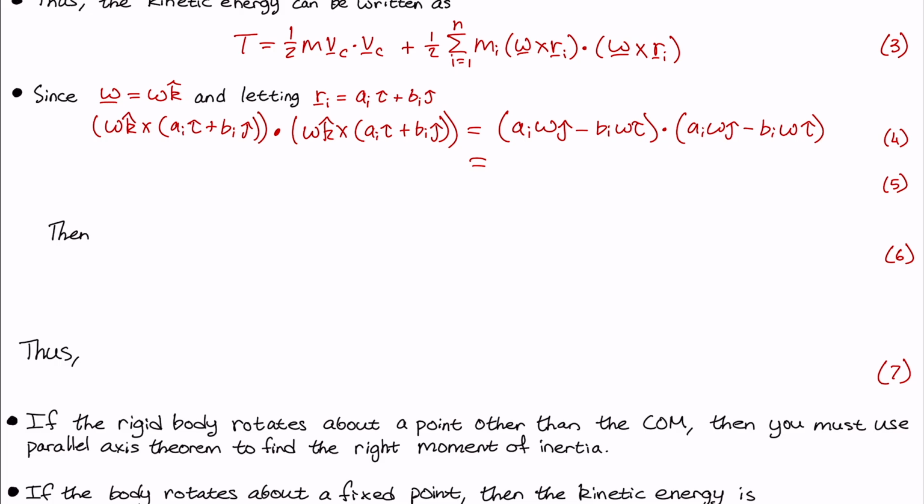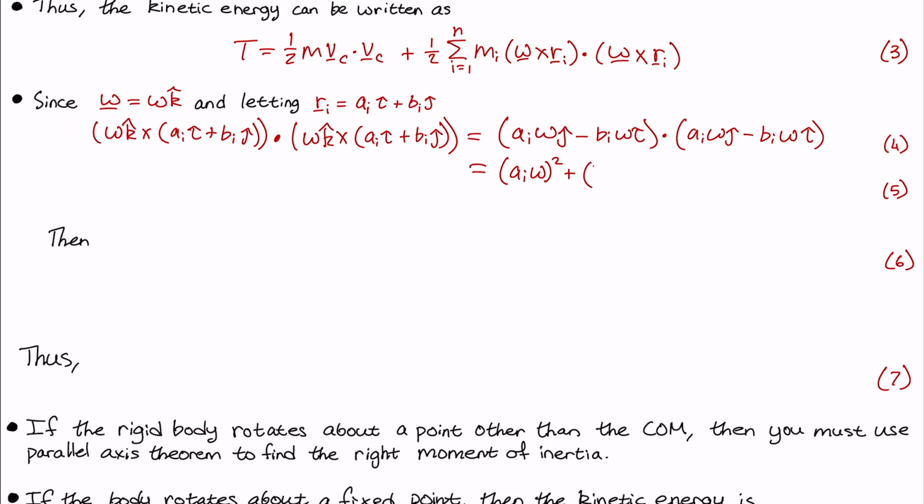And then this is going to be equal to the quantity ai omega squared plus the quantity bi omega squared, which is then equal to omega squared times ai squared plus bi squared. And this becomes equal to omega squared times the quantity ri dotted with itself.